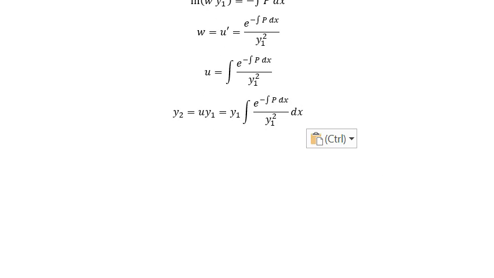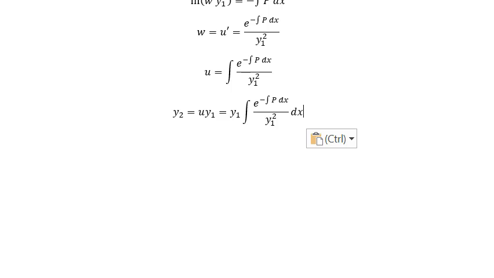Okay, so there's a couple of things that we should probably note. We have two integrals that are happening here, so really when you integrate this, you're going to get a couple of constants. But these constants will be factored into our general solution, so we don't need to worry about that.